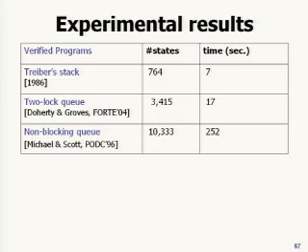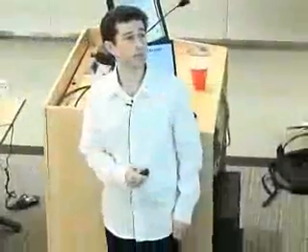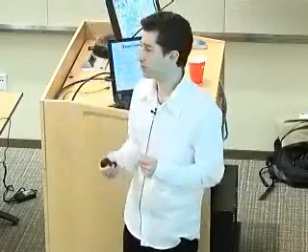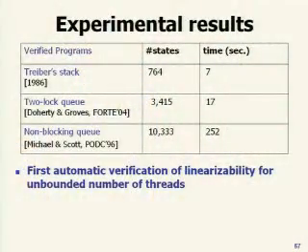So I applied this analysis to three kinds of implementations. One is the Treiber stack that I've shown you. One is a two-lock queue, an implementation of a queue with two locks, but with benign data races. And one is a non-blocking implementation of a queue. I verified cleanness properties such as absence of null references, memory leaks, and also linearizability. This is the first automatic verification of linearizability for an unbounded number of threads. And you can see the running times and number of states. I think they're quite reasonable.